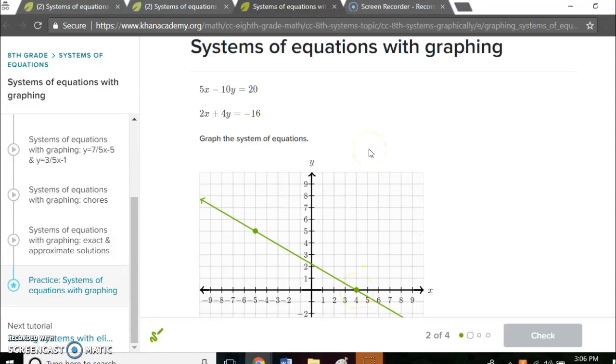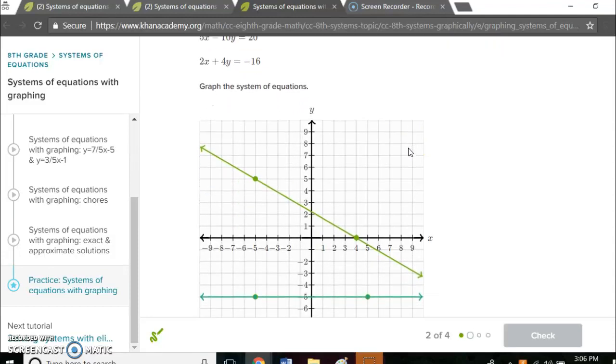If you need to write that while I'm talking, write it. 5x equals 20 and then solve it. And then to find the y-intercept, I put a 0 in here, so that goes away. I have -10y equals 20. So write that down if you need to. -10y equals 20. And then solve it. Gives me y equals -2. So there's my first line.